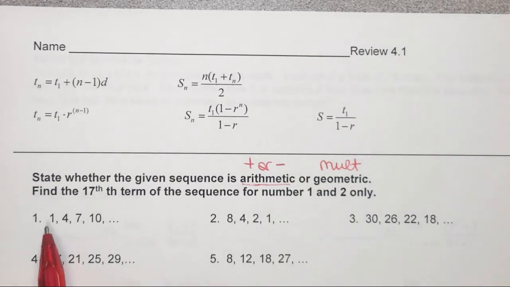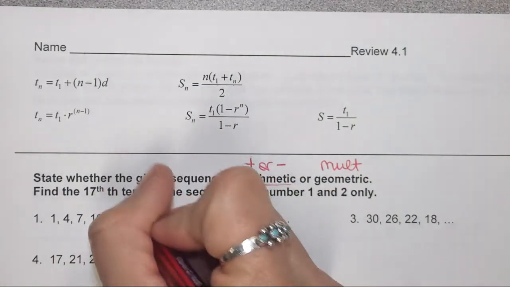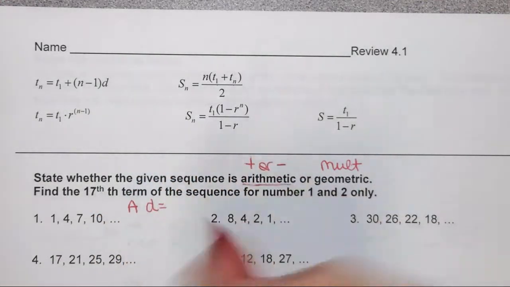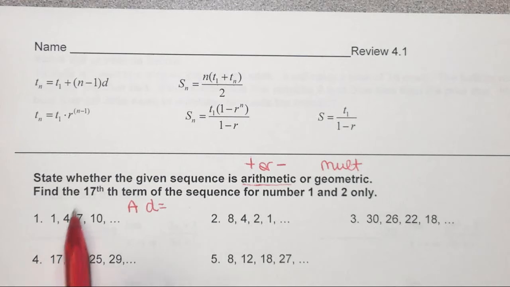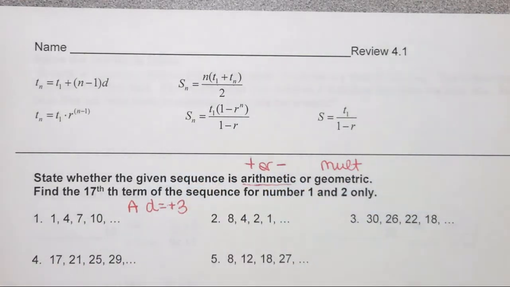So I'm trying to figure out what I am doing to get from 1 to 4. Well, I could either be adding or multiplying, so let's make a decision. To get from 1 to 4, I could add 3. If I keep adding 3, will I get 7? Yes. If I add 3 more, will I get 10? Yes. So this is arithmetic. Because it's arithmetic, it has a common difference. Your difference is, what did I have to do to get to the next term? I had to add 3.